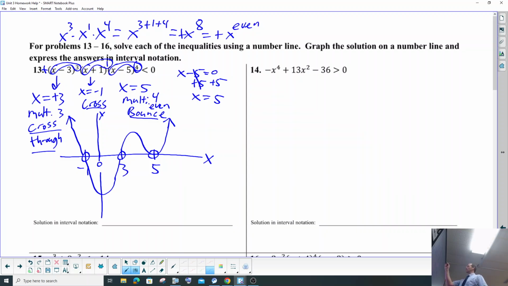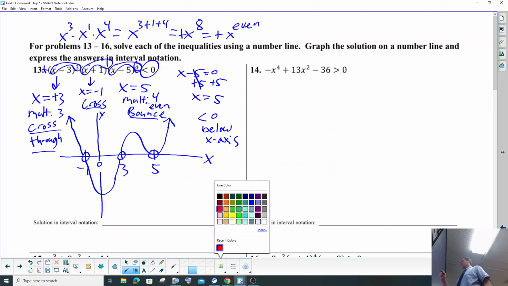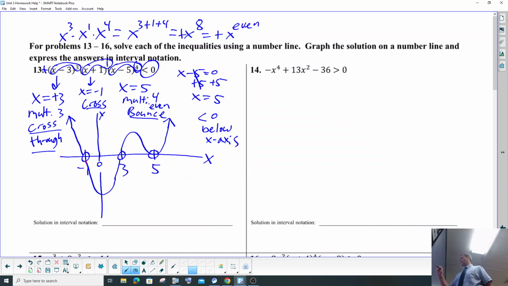And so they want to know all numbers less than 0. And less than 0 is below, all solutions that are below the x-axis. That's the negative y values, right? Okay, here we go. So from -1, not including the -1, so parentheses, below. And so we're going to go from -1 to 3. So -1 to 3 is going to be our interval there.